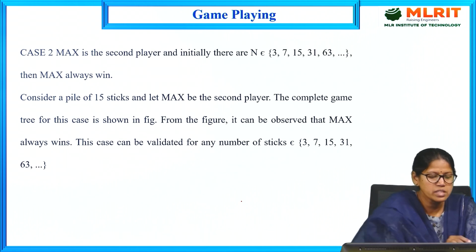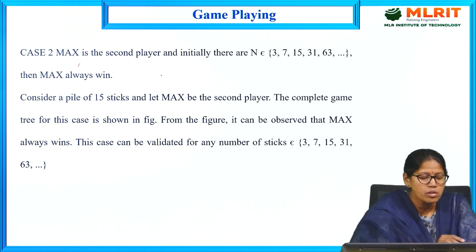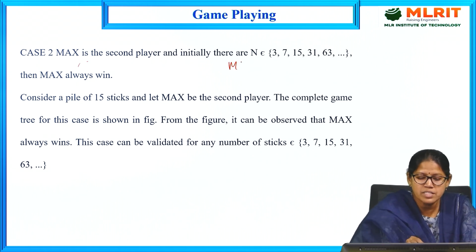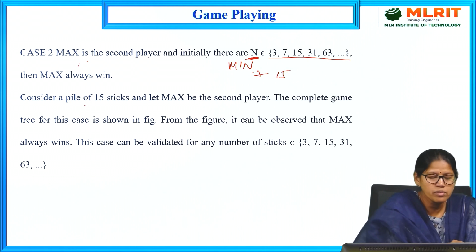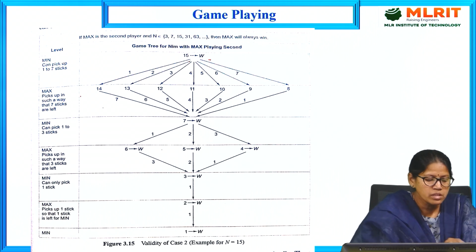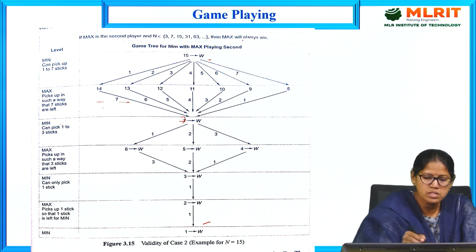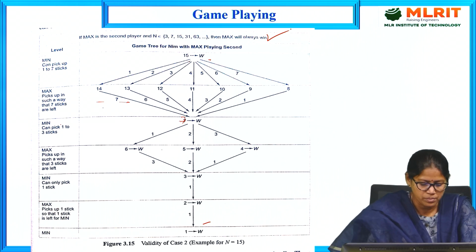Next, case 2: max is the second player and initially there are n sticks. So max is the second player, min is the first player, and n, the first pile of sticks, belongs to this sequence. So it can be 7 or it can be 15. Here we have taken 15 as the example. Min is at 15, so max will take sticks, and next level is 7. When min plays at 7, we have already seen the game tree, so always the max will win the game.